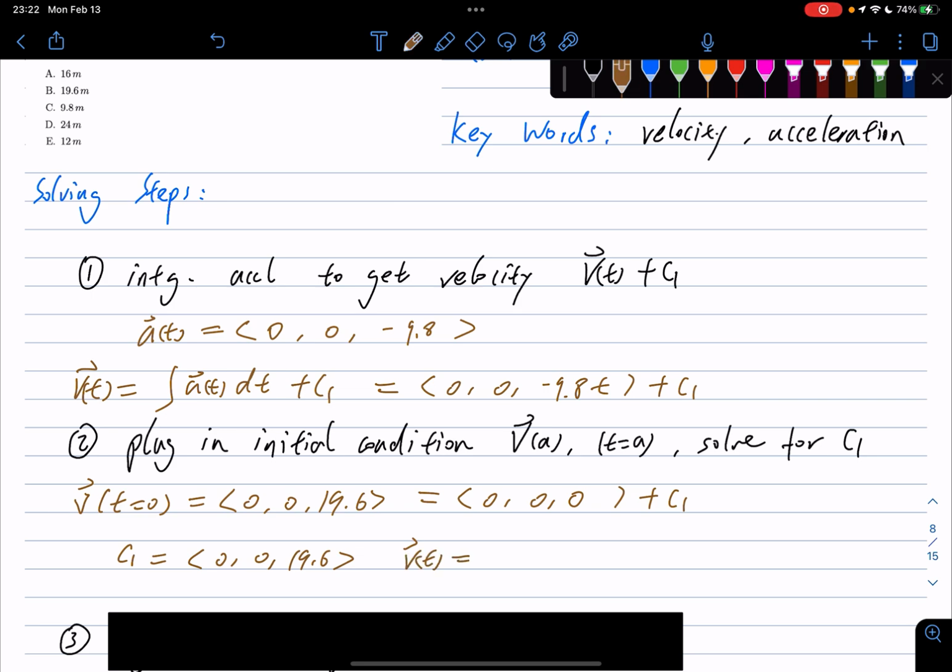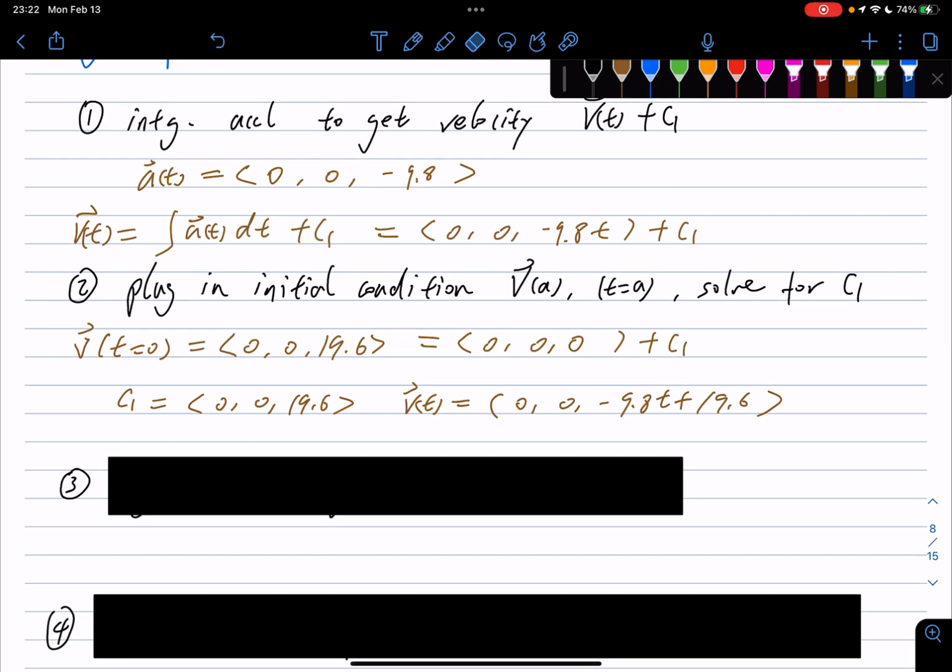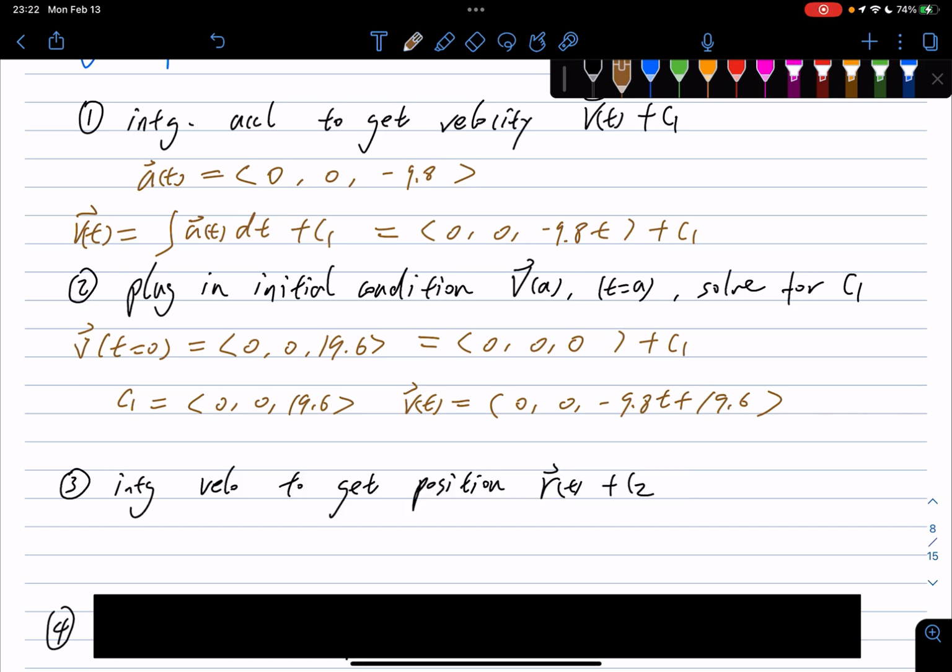So we have the full expression of v of t equals 0, 0, negative 9.8 t plus 19.6. Okay. Step three, we're going to repeat this process again. We're going to integrate the velocity vector to get the position vector, which is r of t equals the integral of v of t dt plus c2, which is 0, 0, negative 4.9 t squared plus 19.6 t, forgot a t right there, plus c2.